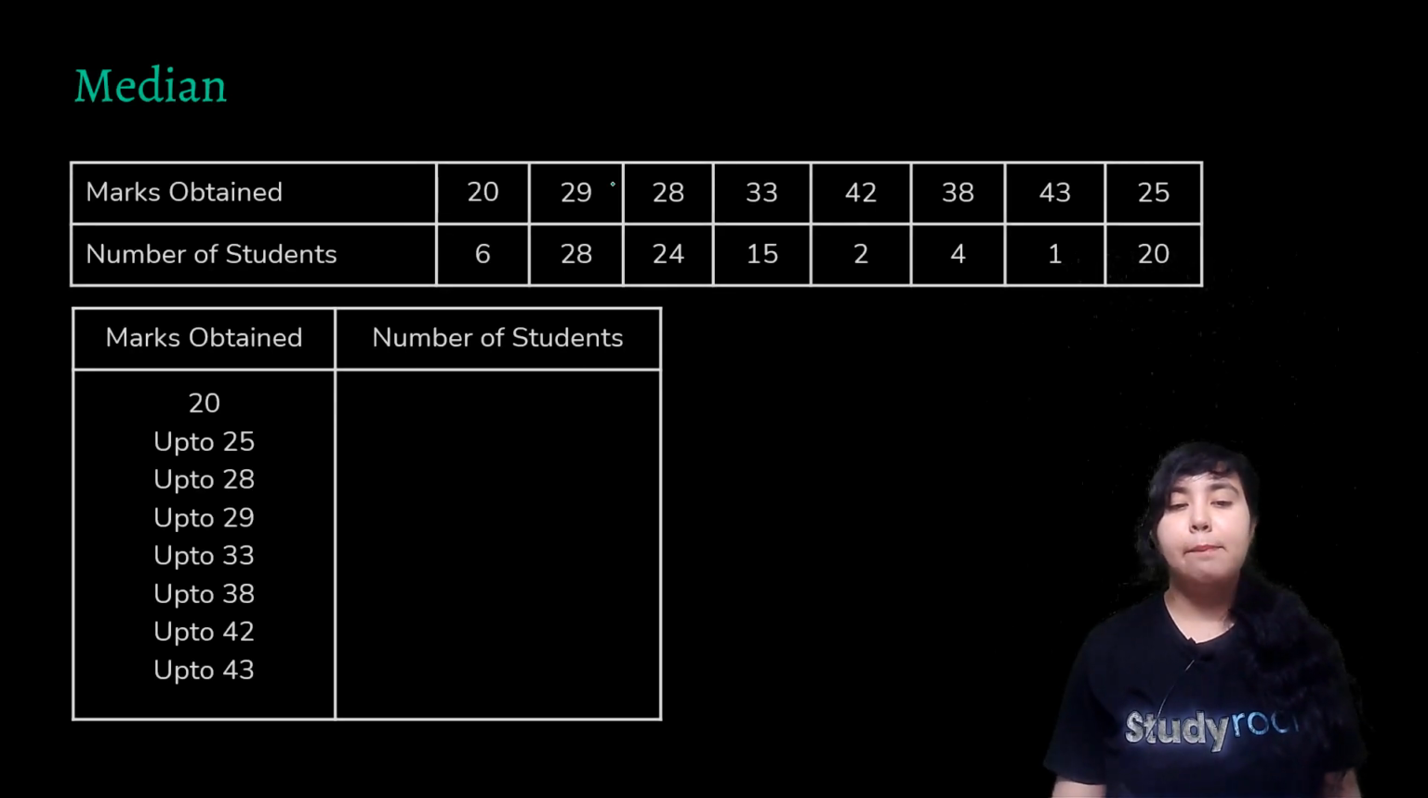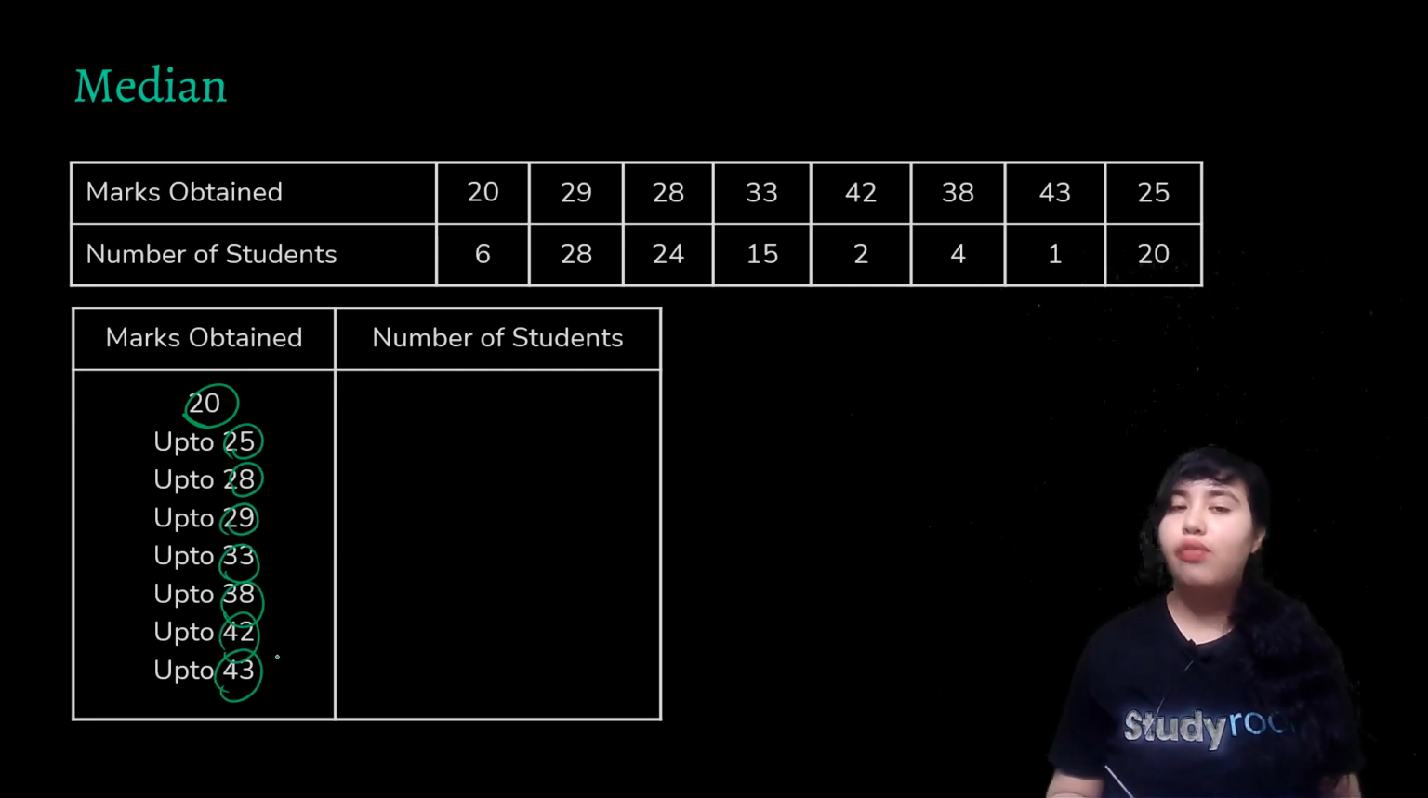So that will become 20. Then you can take up to 25, up to 28, 29, 33, 38, 42 and 43. So first of all, you arrange it in ascending order. So you take 20, 25, 28, 29, 33, 38, 42 and 43.